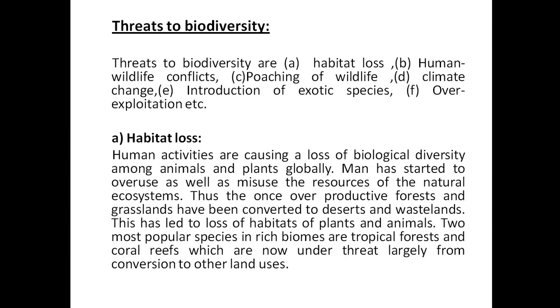So let us consider habitat loss. Human activities are causing a loss of biological diversity among plants and animals globally. Man has started to overuse as well as misuse the resources of the natural ecosystems. Thus, the once overproductive forests and grasslands have been converted to deserts and wastelands. This has led to loss of habitats of plants and animals. Two of the most species-rich biomes, tropical forests and coral reefs, are now under threat largely from conversion to other land uses. Thus, habitat loss is one great threat to biodiversity.